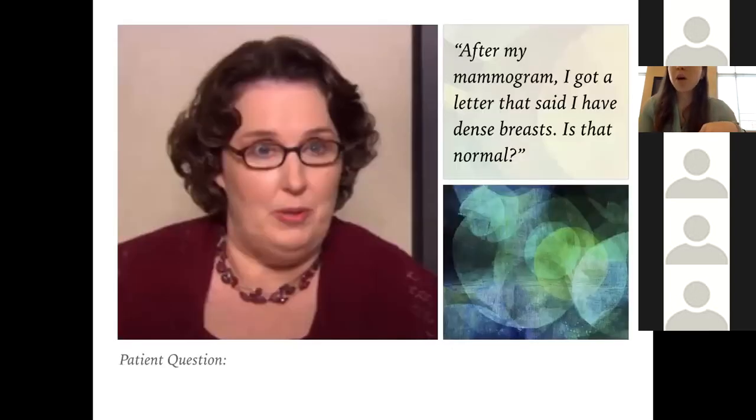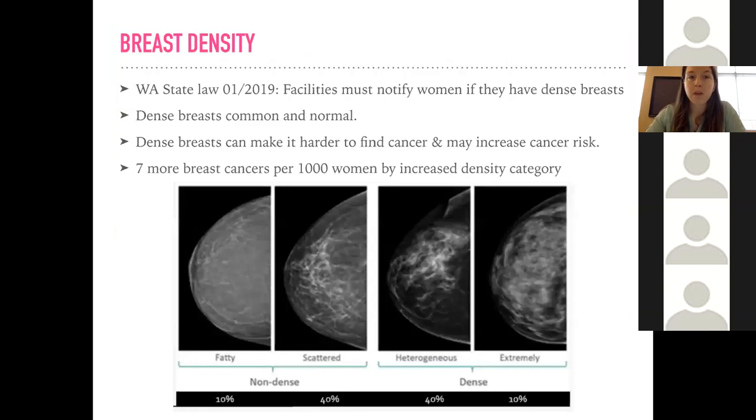Okay, so one of the things I mentioned was breast density. A lot of patients will come in saying, after I got my mammogram, I got this letter and it said that I had dense breasts. Is that normal? This is an important thing to talk about with your patients, and it can actually be a great prompt for discussing breast cancer risk and screening in general.